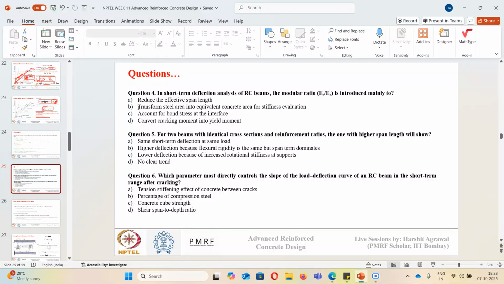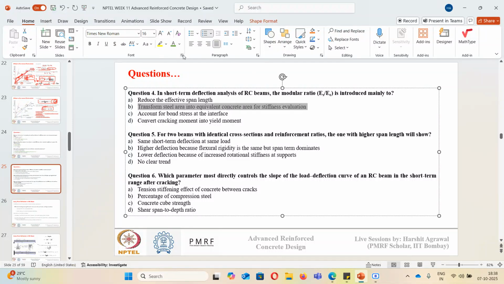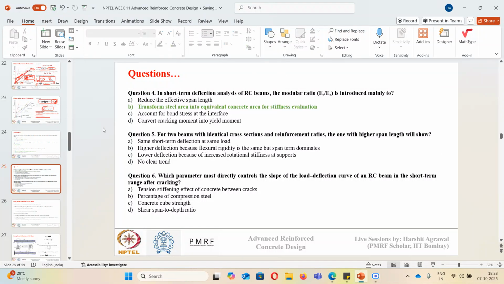Yes, to transform the steel area into equivalent concrete area. We calculate the modular ratio so that we can transform the steel area into concrete area, and then we equate the moment of inertia of steel and concrete below and above the neutral axis to calculate the depth of neutral axis. This is known as transformed section analysis, which we use to calculate the moment of inertia and stiffness.